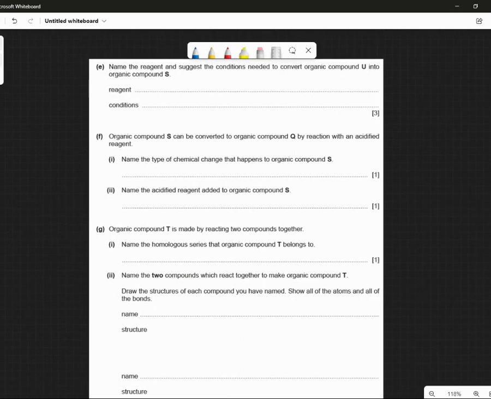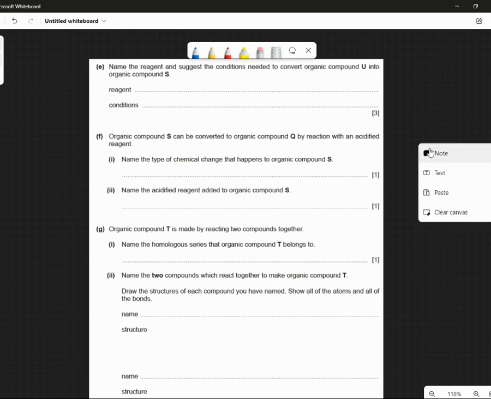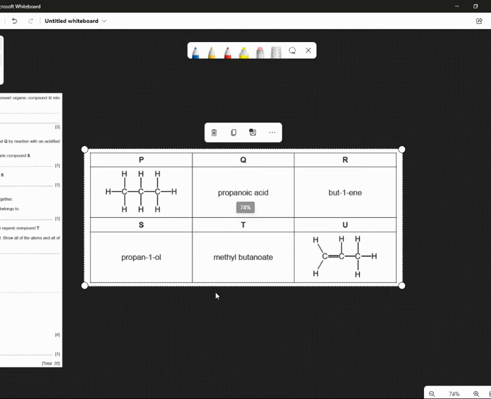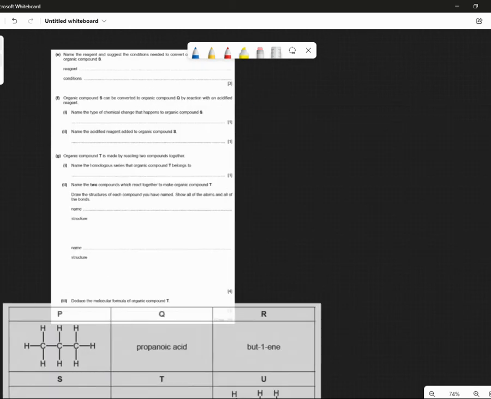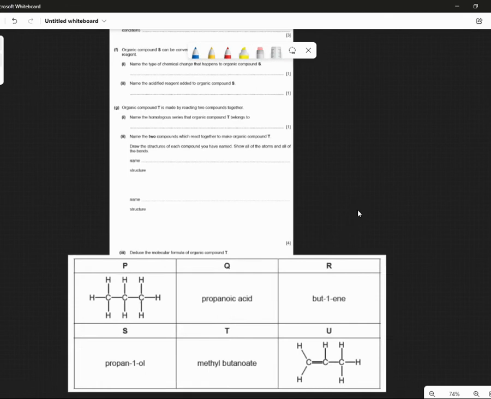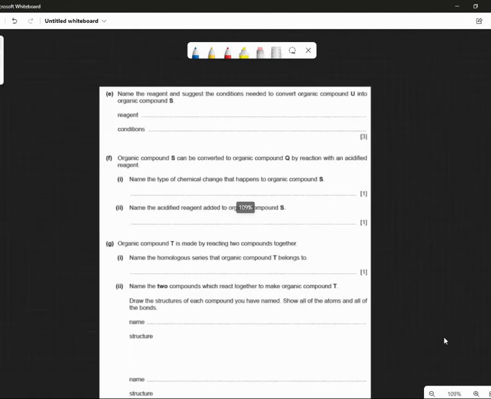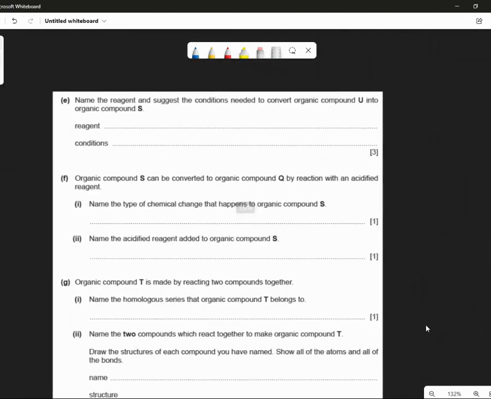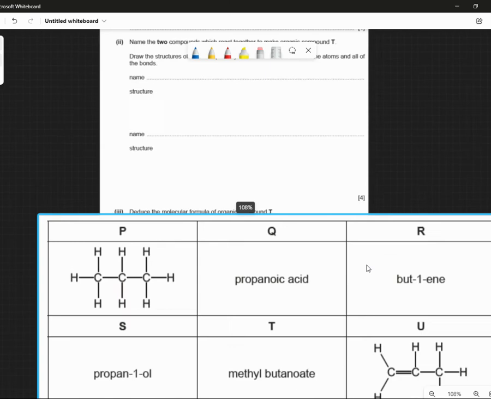Now obviously I've got rid of the table that I need. Name the reagent that suggests the conditions needed to convert organic compound U. Now, obviously, I've got to pick my compound U up. Let's put it over here. Let's put it underneath. Okay. What do I have to do? I have to convert organic compound U into organic S. U to S.